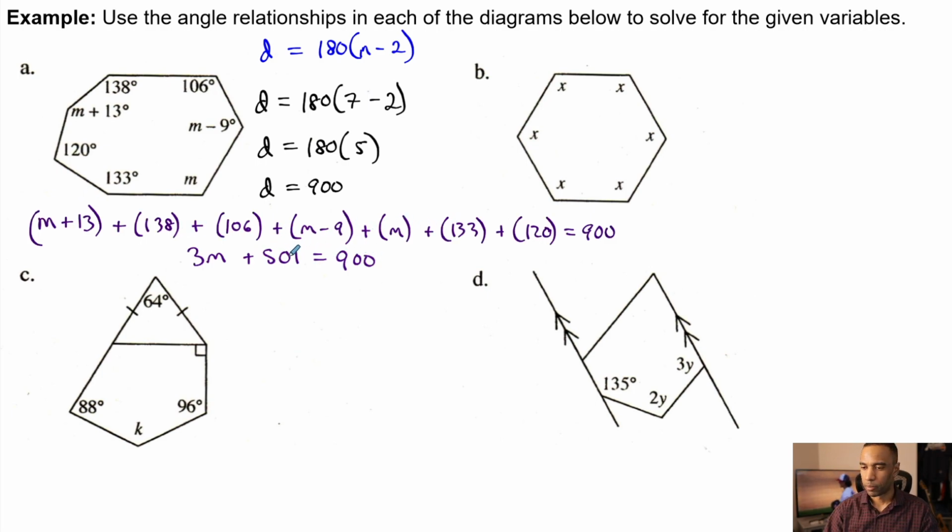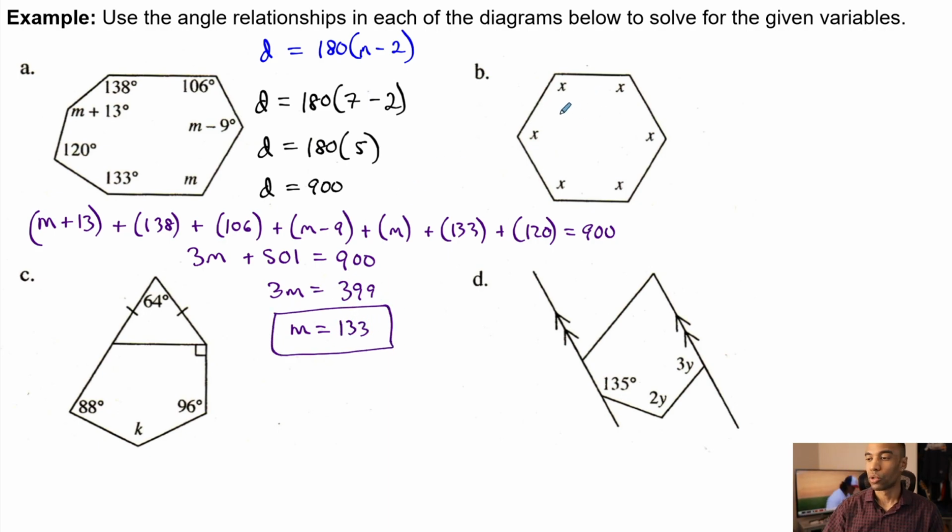I decided to use purple just to make sure it's distinguished. And then let's subtract 501. And then let's divide by 3. M equals 133. There's the result. So let's try this with B now.